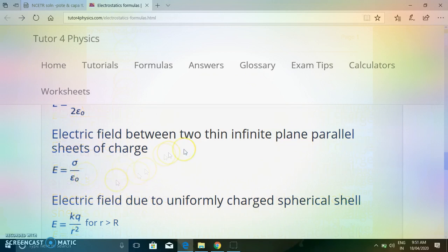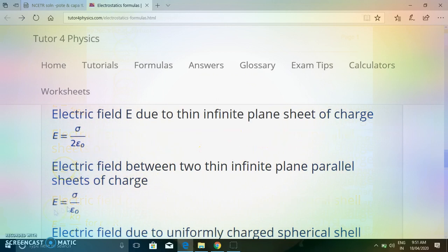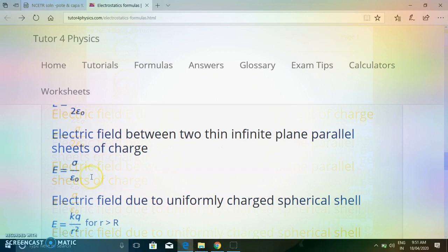Then the electric field between two thin infinite plane parallel sheets of charge is nothing but E is equal to sigma upon epsilon naught. This electric field between two thin parallel plates is always double of this, isn't it? Means if you calculate the electric field between two plates, it is always double the electric field due to one single plate. So for a single plate we can write sigma upon 2 epsilon naught, and for the double plate, that is in between the two plates, sigma upon epsilon naught only.